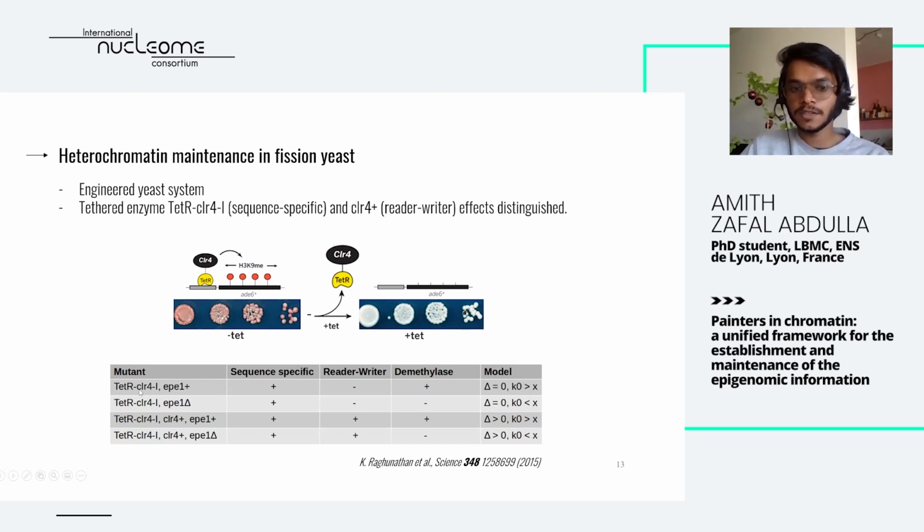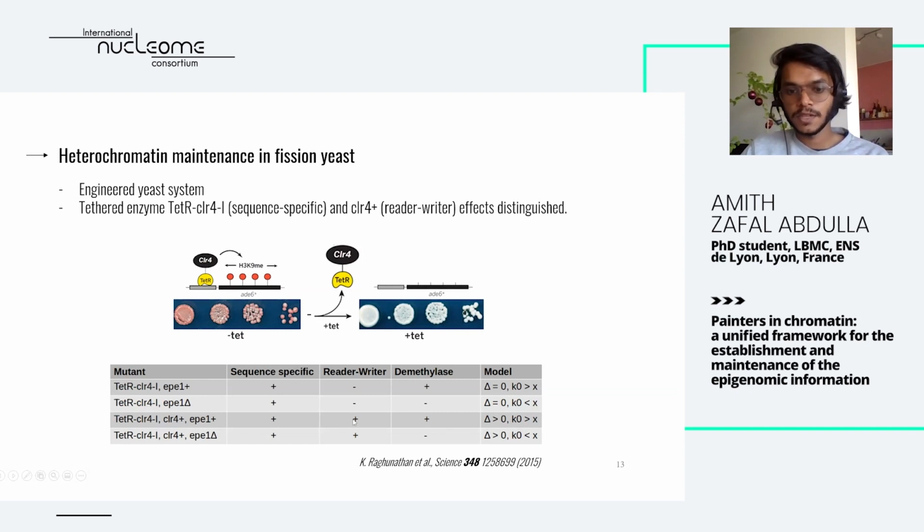So case 1 would be where you only have tethered enzyme, like sequence specific enzyme and normal demethylase. There's no reader writer activity. So in the model, we don't have any reader writer activity. We have high value of K0, which actually takes the modified state to unmodified.